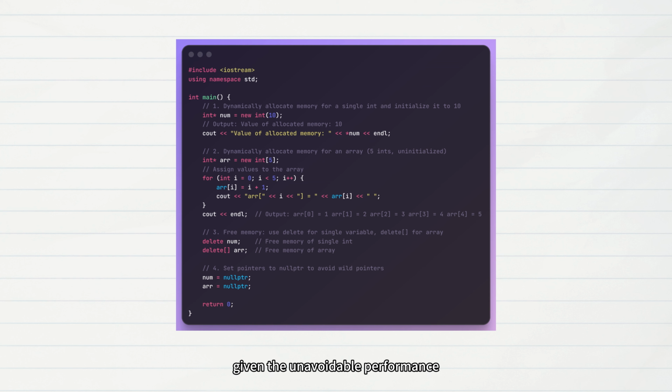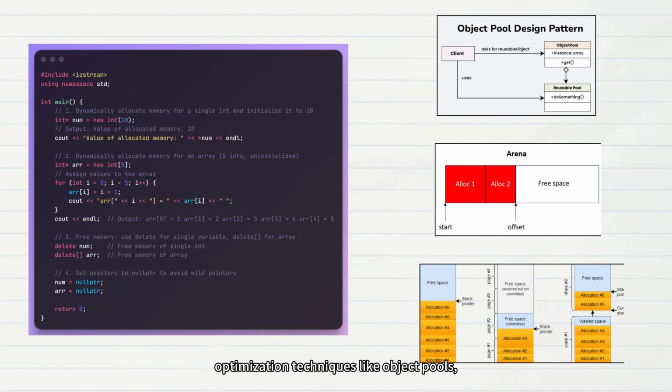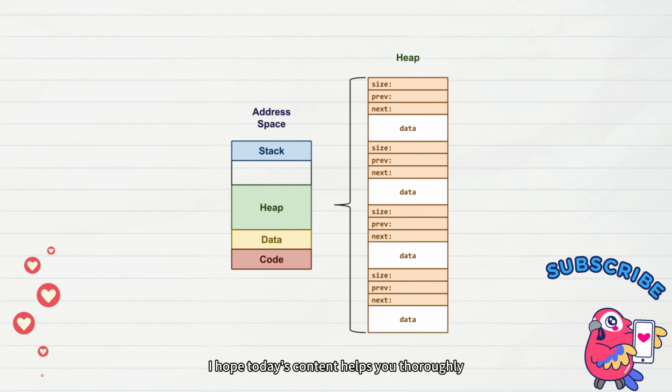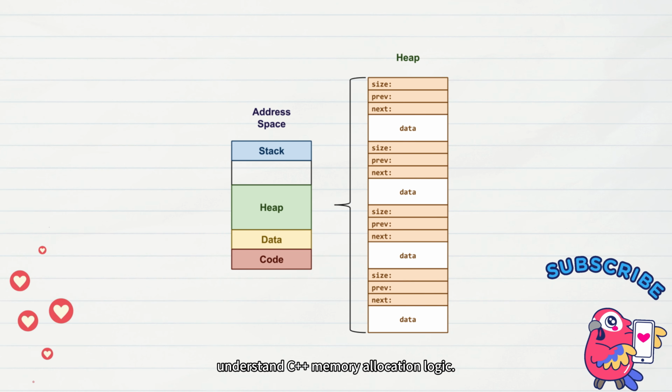This is precisely why, given the unavoidable performance pitfalls of default new and delete, optimization techniques like object pools, arena memory allocators, and custom allocators are widely used in high-performance development. The core idea behind these approaches is to bypass all the issues of the default allocator, bring memory management back to user space, and reduce system calls and page faults. I hope today's content helps you thoroughly understand C++ memory allocation logic.